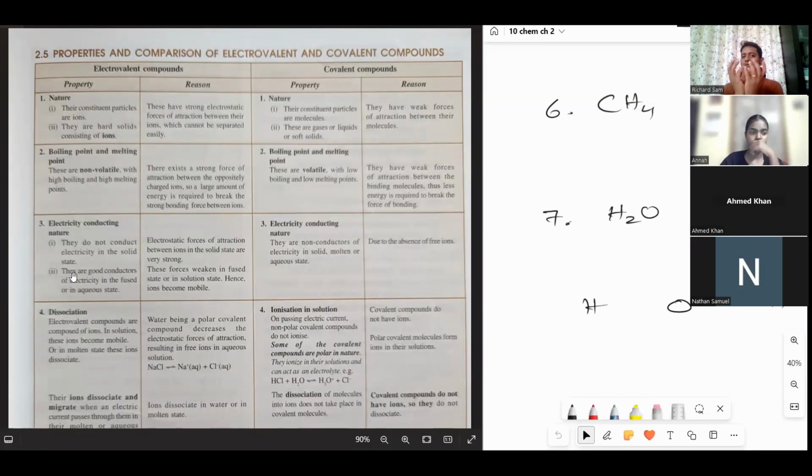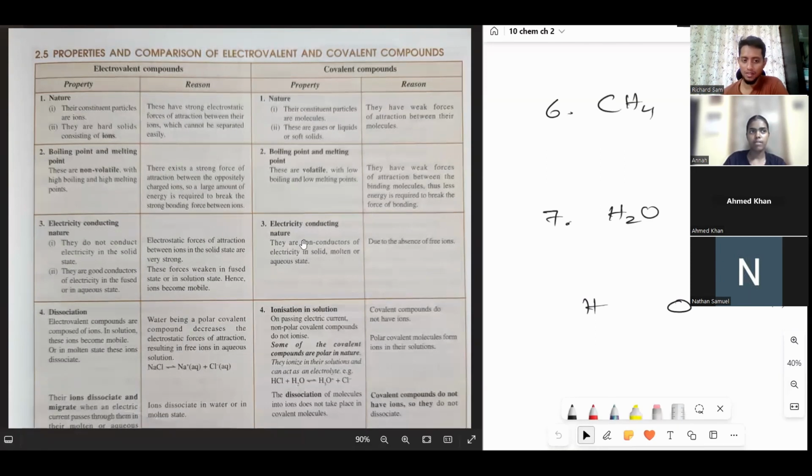For example, NaCl. What happens to NaCl? They will separate into Na and Cl. Now, Na is positively charged, Cl is negatively charged. See, you're putting a positive electrode and a negative electrode inside that liquid. So the negative ions will move towards the positive electrode, and the positive ions will move towards the negative electrode. And that continuous movement will cause that particular liquid to conduct electricity.